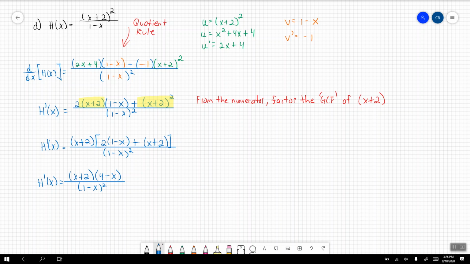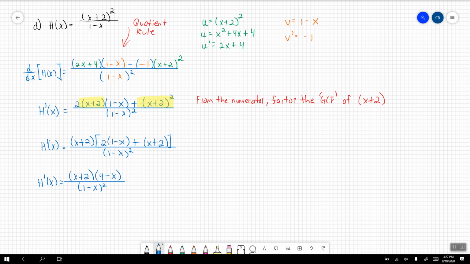And there you have it. That is your final answer. That is your derivative at the end of the day. It's nice, it's clean, and it's completely factored. Both numerator and denominator are individually factored, which for us is a really big plus.